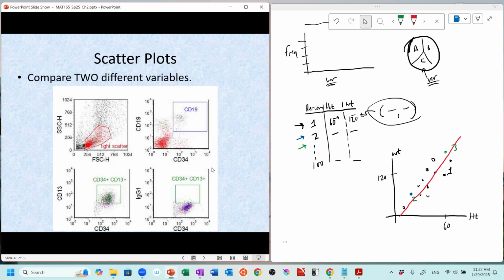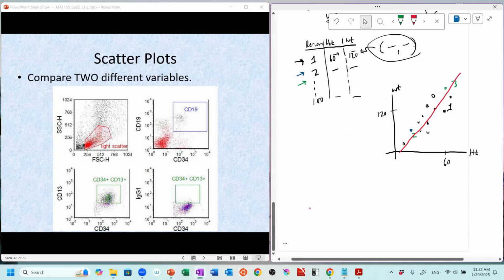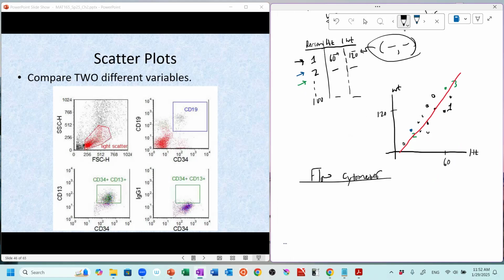So here are some examples of scatter plots. Keep in mind we're comparing two different variables here. So here I have 4 scatter plots. This would be the output of a flow cytometer. If you're interested in medicine, it's a really cool technology to look up.